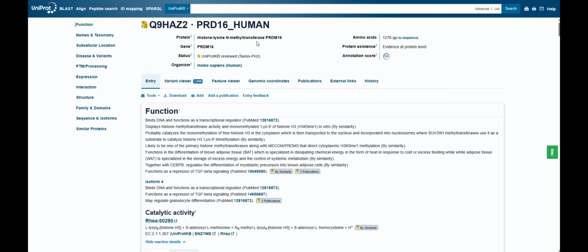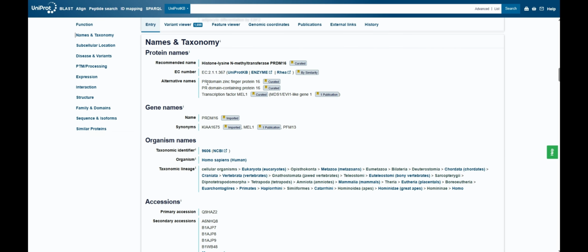Now you know what the name is and what it does. And then I'm curious where the PRD comes in. PR domain, zinc finger containing protein. Transcription factor, MEO. That's how we got the name. Domain means a section of the protein that is conserved across different proteins. And then zinc finger, the quick reference you're taught, means it binds DNA.